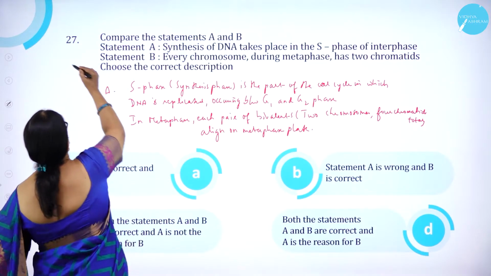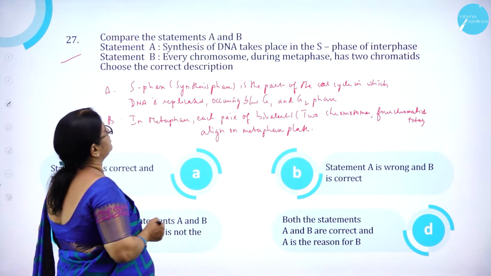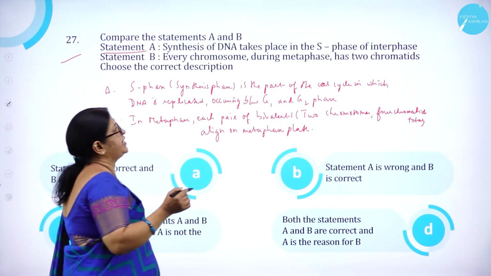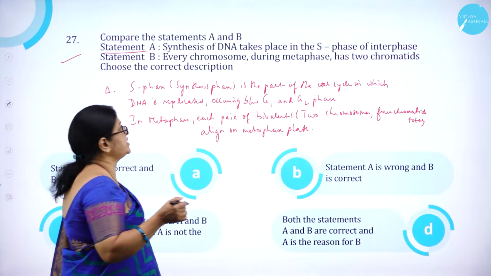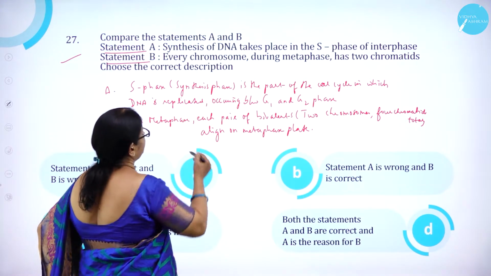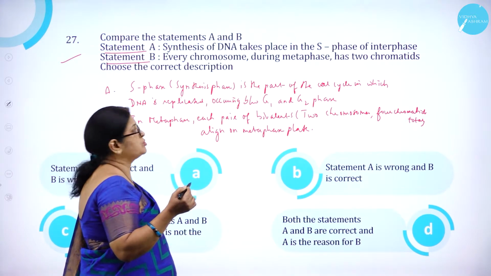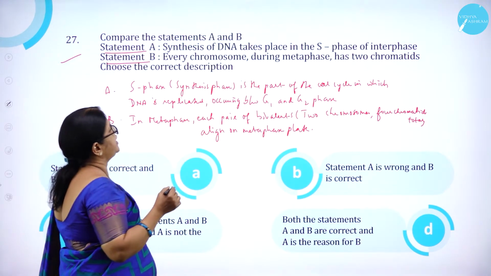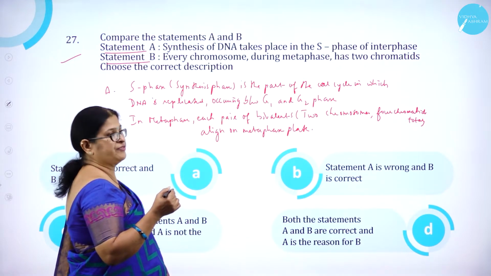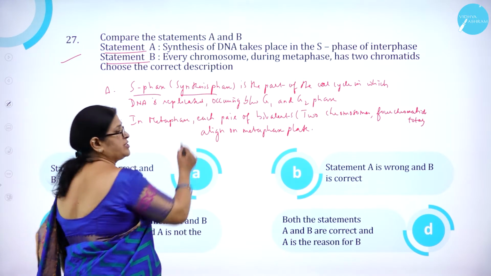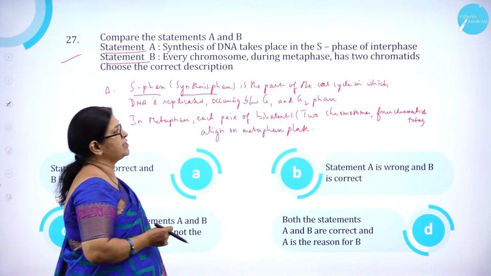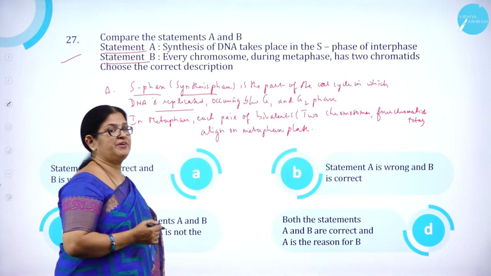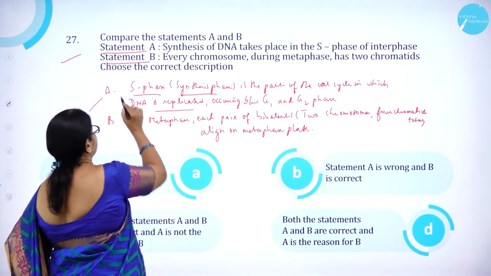Moving on to question number 27. Compare the statements A and B. Statement A, synthesis of DNA takes place in the S phase of interphase. Statement B, every chromosome during metaphase has 2 chromatids. Choose the correct description. Synthesis of DNA takes place in the S phase of interphase. Correct. S phase, as we know, is called the synthetic phase, the part of the cell cycle in which DNA is replicated, and which occurs between G1 and G2 phase. So statement A is correct.